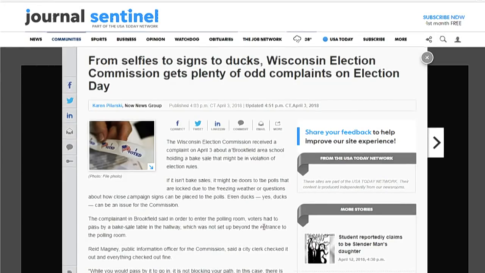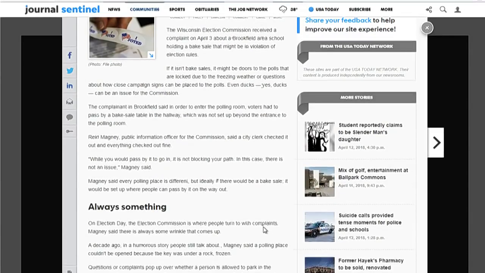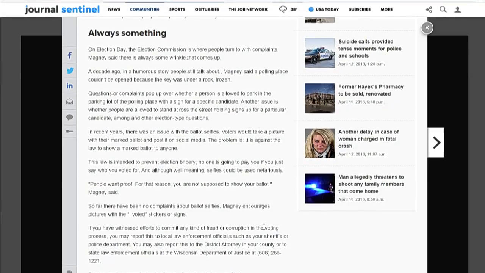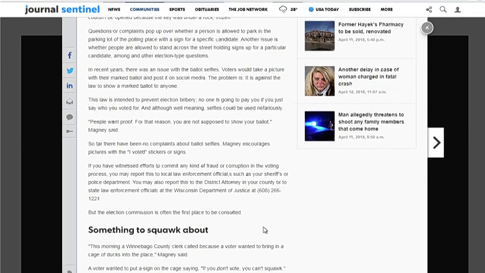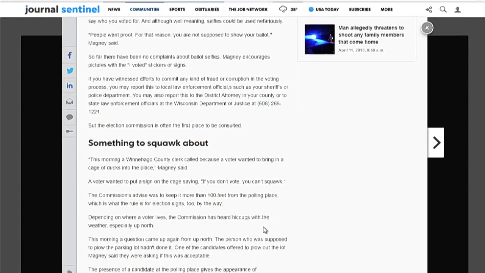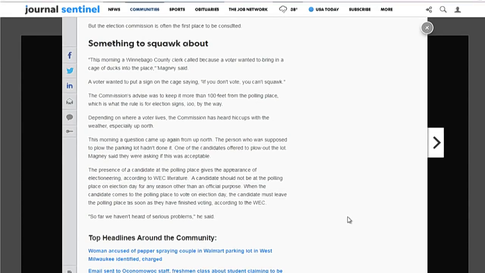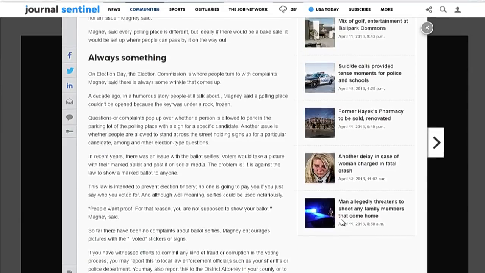There are some various fun things in the article, including whether a bake sale was properly positioned at the poll. Apparently they got a complaint because they thought that the bake sale might be blocking access to the poll and maybe should have been positioned after the voting rather than before. But my favorite part of the complaints that the Election Commission in Wisconsin received was the person who wanted to bring a cage of ducks into the polling place and wanted to put a sign on the cage saying, if you don't vote, you can't squawk.